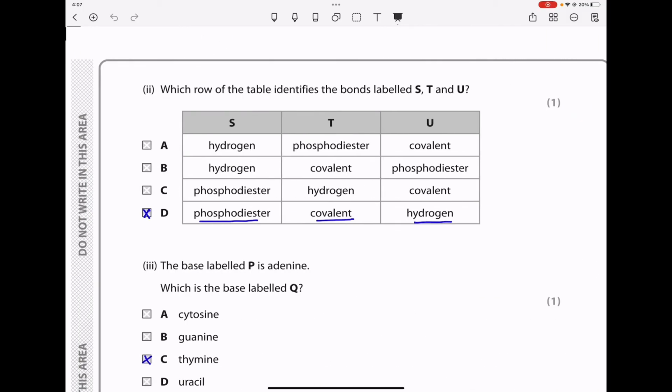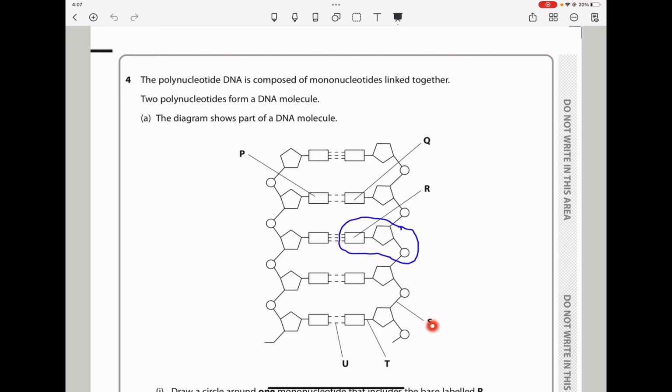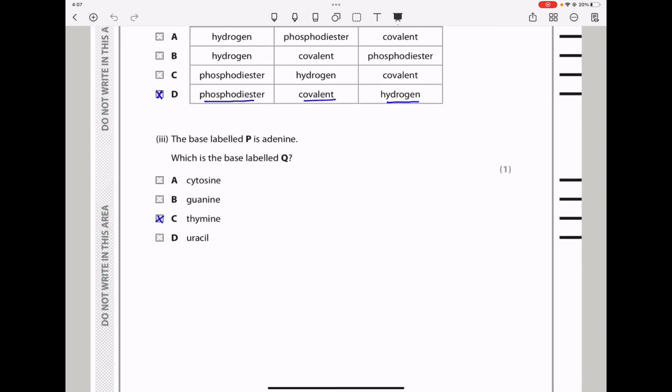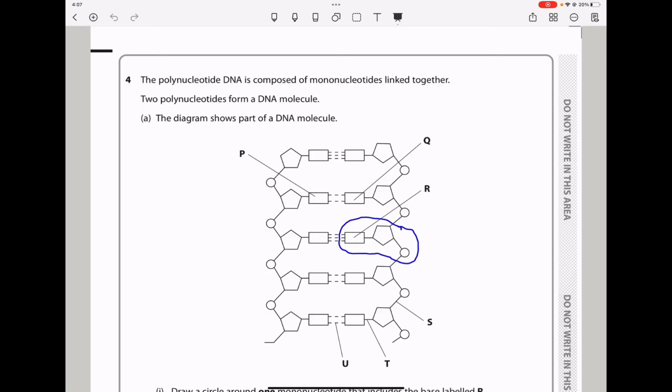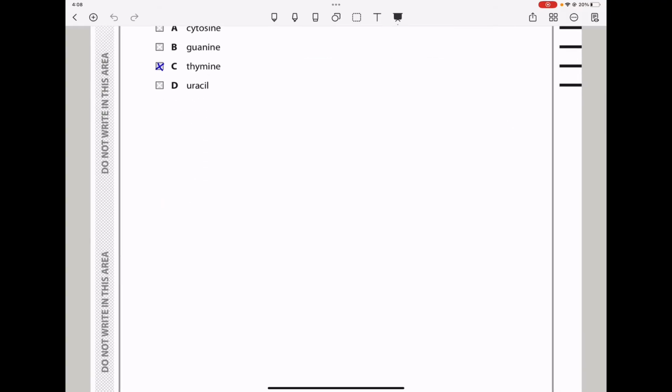Moving on. Here they say, which row of the table identifies the bonds between S, T, and U? Going back here, S is a phosphodiester bond, this is a covalent bond, and that is a hydrogen bond. So phosphodiester bond, covalent and hydrogen, the answer here should be D. Next they say the base labeled P is adenine, which is the base labeled Q. Again, to take you back, if this is adenine, that is going to be thymine, because this is DNA, so the answer should be C. Moving on.